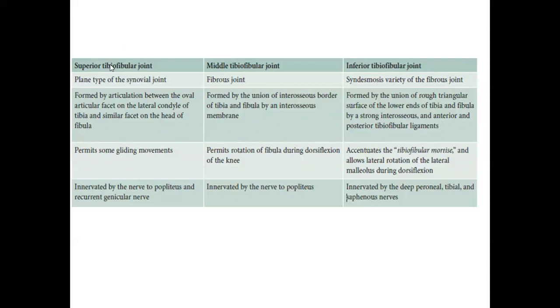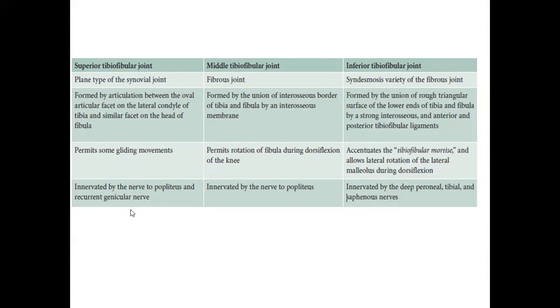Superior में प्लेन वैरायटी है तो ग्लाइडिंग मूवमेंट होगी, मिडिल वाले में क्योंकि इंटरॉशियस मेम्ब्रेन है सो rotation of fibula होता है during dorsiflexion. इंफीरियर वाले में क्या होता है? इंफीरियर वाला अभी हम आगे ankle joint में देखेंगे कि it accentuates the tibiofibular mortise, वो क्या होता है वो आगे देखेंगे, and allows lateral rotation of the lateral malleolus during dorsiflexion.